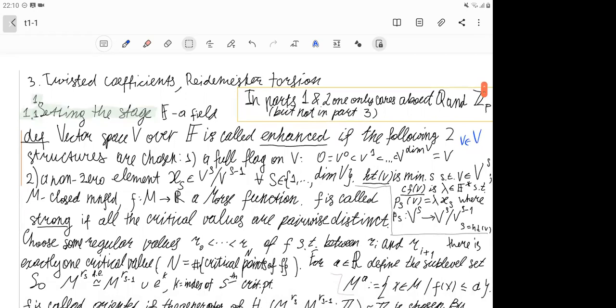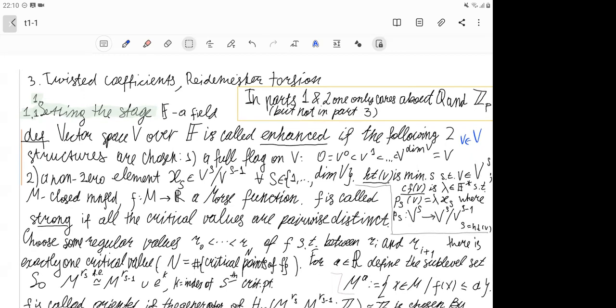Again, the classical definition is the sublevel set. For a real number A, I can define the sublevel set M^A, which is all the points x of M such that f of x is less or equal than A. So the sublevel is understood in the usual sense, where we think about the Morse functions as height functions. If you have the height function, everything which is below is a sublevel set, right?